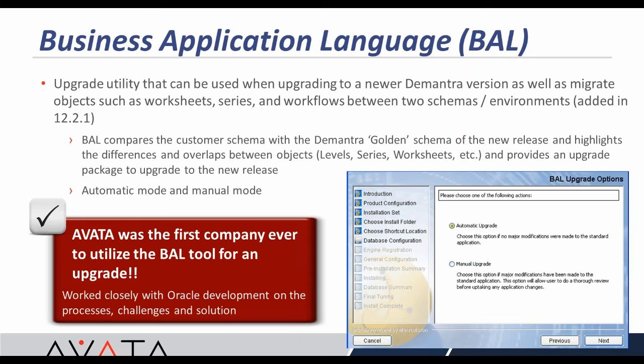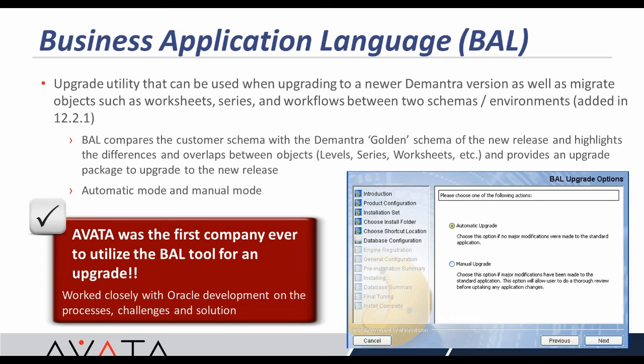So an upgrade is done using a BAL tool, Business Application Language Tool. What it really does is it compares your current schema, and it compares your new schema. It compares all the different levels. It compares the different series, worksheets, procedures, etc. Different things it compares between your golden schema and your new schema. And then what it does is, depending on the mode that you chose, whether it's automatic upgrade or a manual upgrade, it will perform the differences between the 2 schemas. And if you have chosen automatic upgrade, then what it does is it upgrades your levels, your series, worksheets into the new schema.